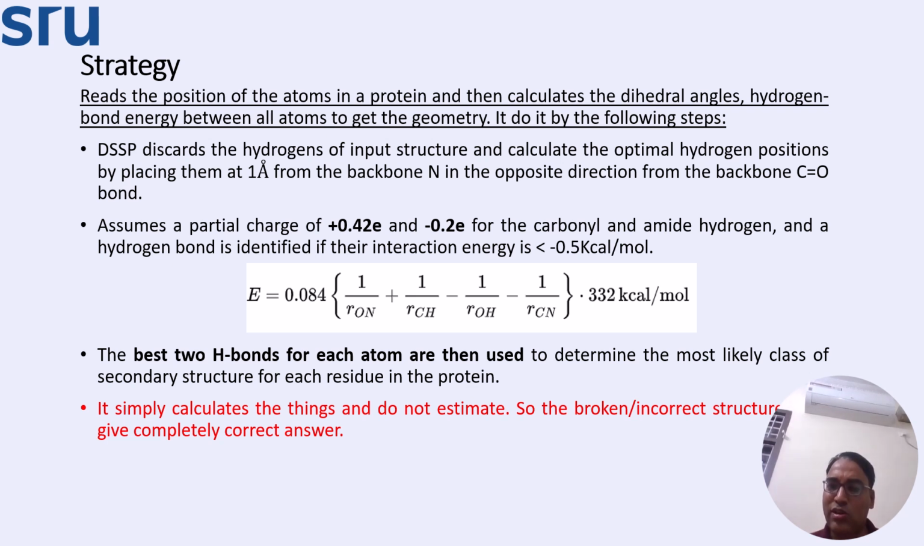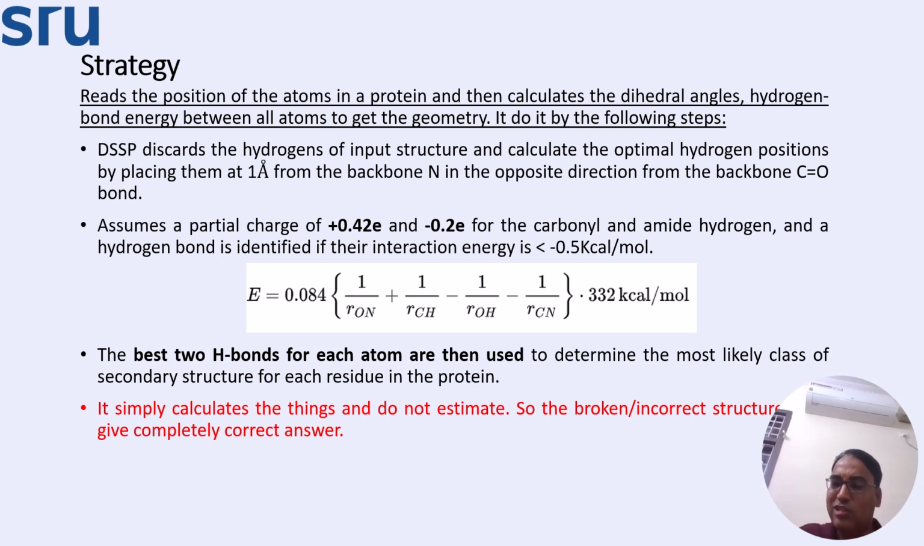0.084 times 1 upon RON plus 1 by RCH minus 1 by ROH minus 1 by RCN into 332 kilocalorie per mole. Then, when they assign the parts properly for all of them, the two best hydrogen bonds for each atom are used to determine the most likely class of secondary structure, because every amino acid will be involved in several different hydrogen bonds. So what are the best two bonds, the ones having the lowest energy? Considering the best two bonds for each amino acid, they assign the secondary structure.